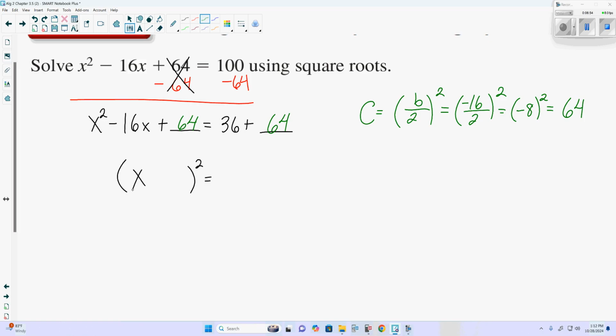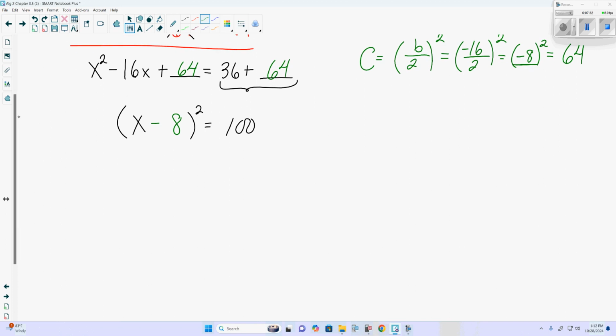Now to factor x squared minus 16x plus 64, we have our set of parentheses, x, and our square. The number and sign that goes inside the parentheses is the number and sign of what we had inside the parentheses when solving for c before we square it. Since it was negative 8 inside the parentheses being squared, our factored form is x minus 8 squared. One thing we have left to do before solving is simplifying the other side. 36 plus 64 is 100. Any questions on anything we've done so far before we start solving?